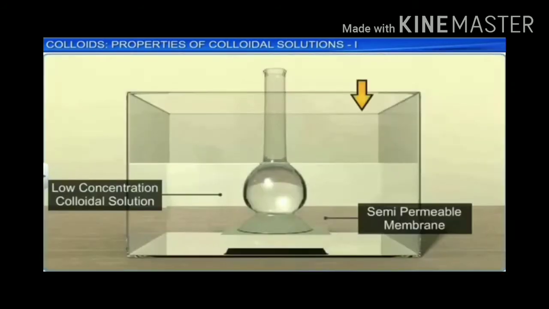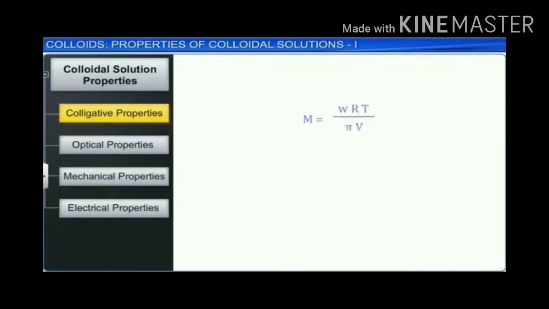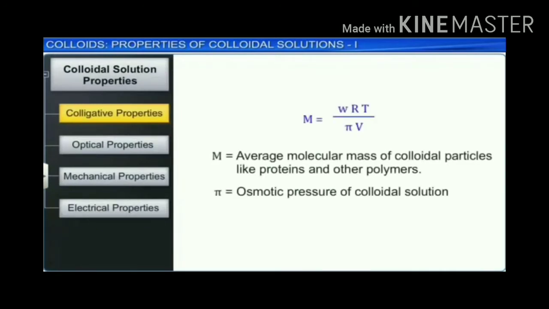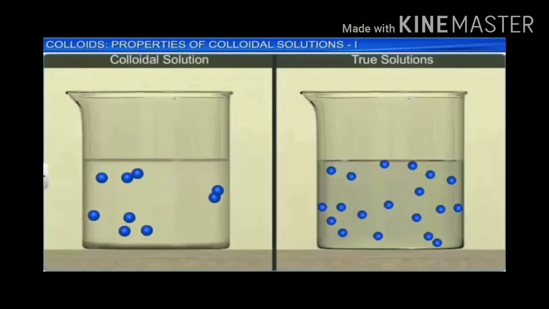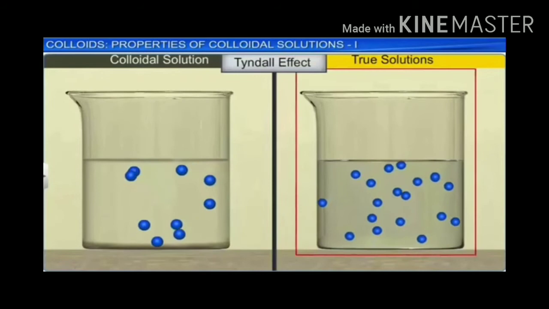However, colloids exhibit measurable osmotic pressure, which can be determined with a reasonable degree of accuracy. This property of colloidal solutions is therefore used to determine the average molecular masses of certain colloidal particles, like proteins and other polymers. One property of colloids that distinguishes them from true solutions is the Tyndall effect.